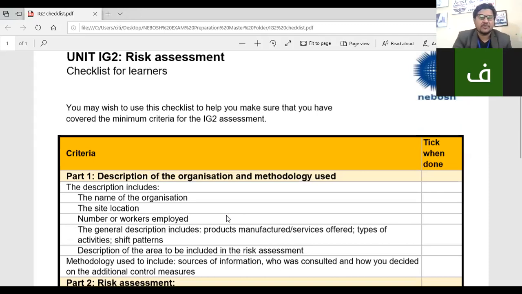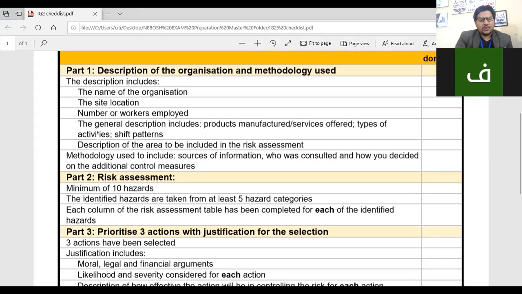I will share one format given by NEBOSH for IG2 assessment. It's already a completed one, so I will share it as an example. Now, there are 4 parts: part 1, part 2, part 3, and part 4. For each part there are some checkpoints. Like, make sure the description includes what? The name of the organization. Make sure you are mentioning that.